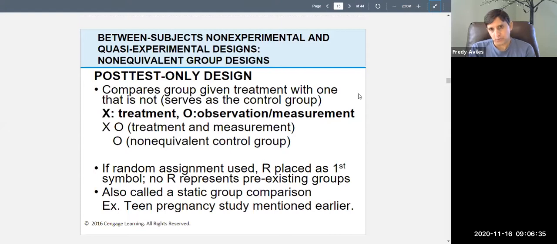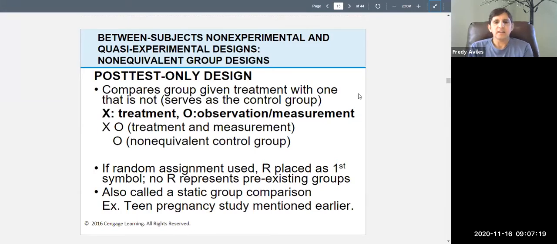That's the non-equivalent control group. So you're really comparing the scores of those that received treatment and those that did not receive treatment. That's a post-test only design. X stands for treatment, O stands for observation. If you use random assignment in this type of design, then you use an R, okay? If you use an R, that means you use random assignment. No R means you have pre-existing groups, okay? Like this example here, the groups already exist. It's also called a static group comparison.